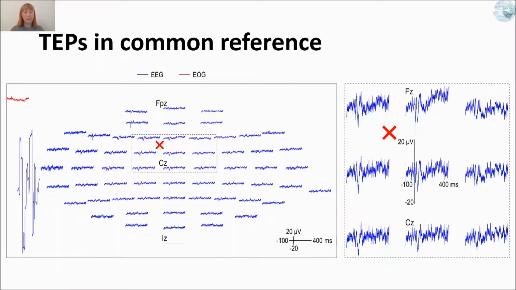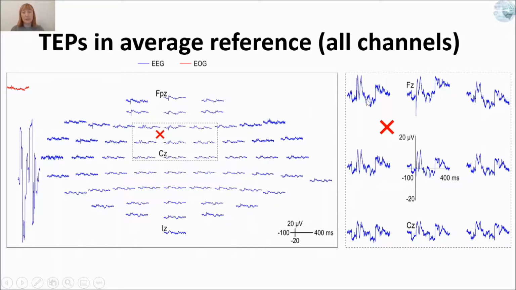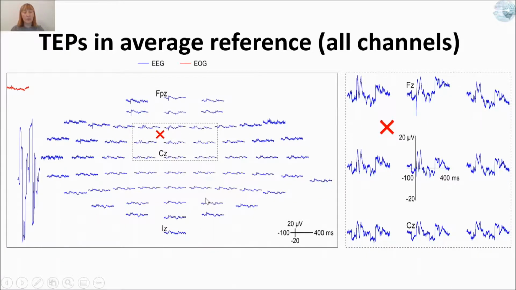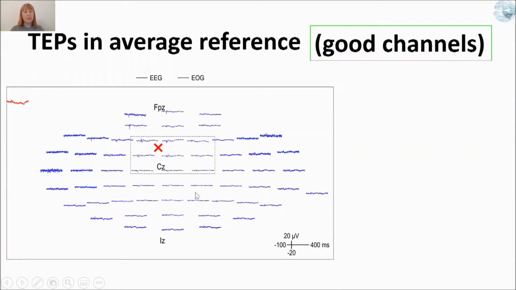But we have to remember to exclude from the computation of average reference bad channels such as this one, because if we include this bad channel in the computation of the average reference, the result is that this artifact is spread everywhere. Similarly, we have to exclude from the computation of average reference also flat channels, because after re-referencing, these channels do not appear as flat anymore, but this is clearly an artifact. So the real solution is that we have to look at TEPs in average reference computed over good channels only.